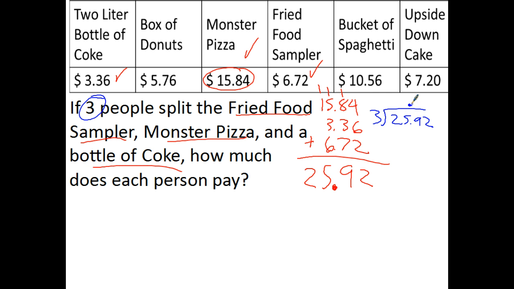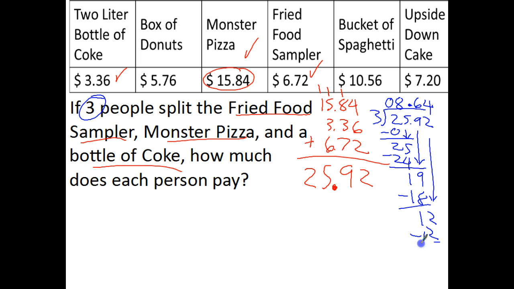So the 2592 divided by 3, there are no 3s in 2. Number of 3s in 25 would be 8. 8 times 3 is 24. I got 1 left. Bring down my 9. How many 3s in 19? 6. 6 times 3 is 18. There's a 1 left there. Bring down my 2. How many 3s in 12? 4 of them. 4 times 3 is 12. Nothing left. Everybody's spending $8.64 on their part.